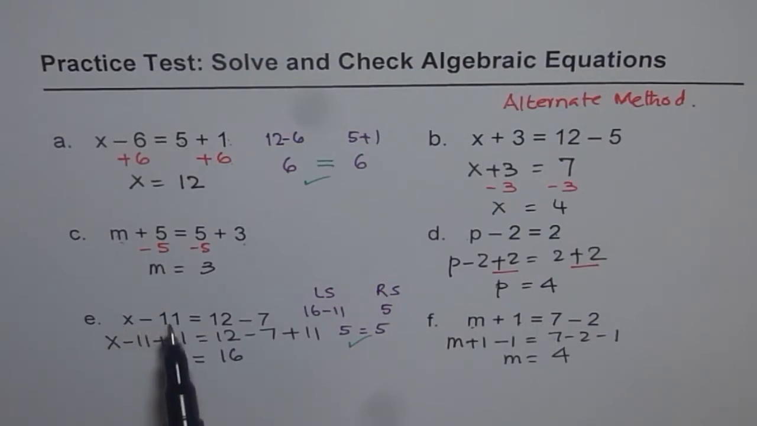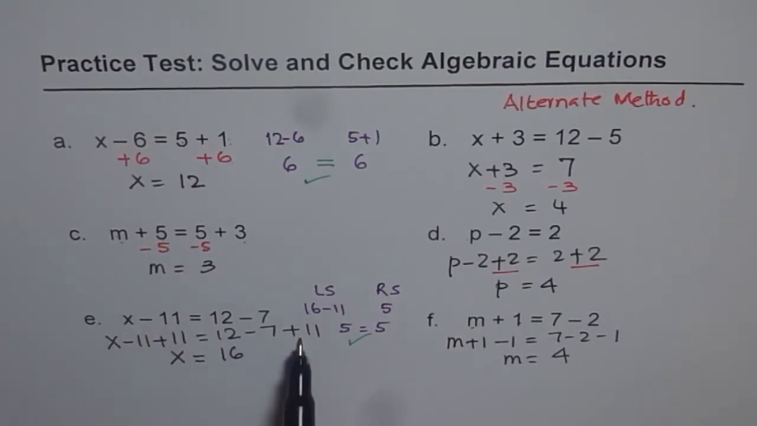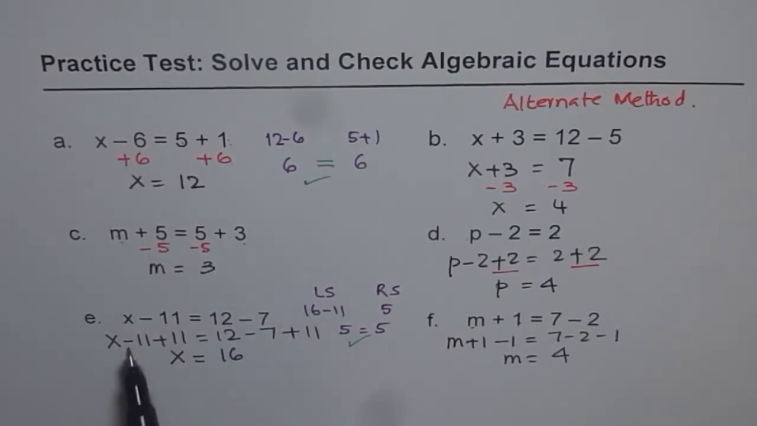x minus 11 plus 11, plus 11. Do you see that? And then you get your answer. Minus 11 plus 11, 0. You get x on the left side, and add and subtract the rest of the terms on the right side, and get your answer. So these are two ways you can do the same algebraic equation. I hope you appreciate both the methods.